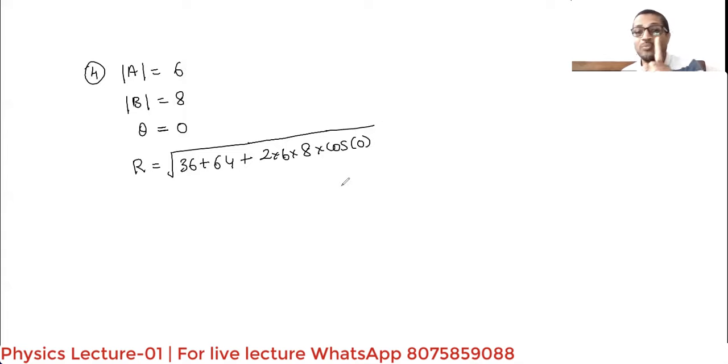Cos 0 is 1. So that third term will also be there. It will be 36 plus 64 plus 8 6s are 48, 48 2s are 96. That will also be there. So if you simplify that, you will get 14.